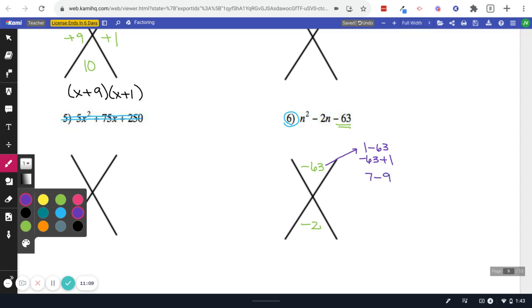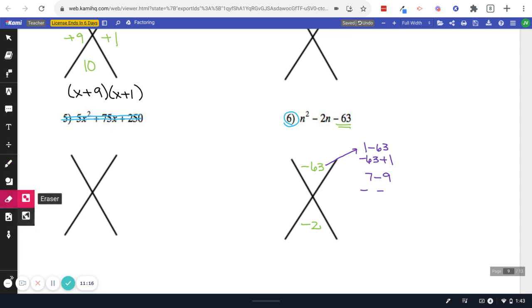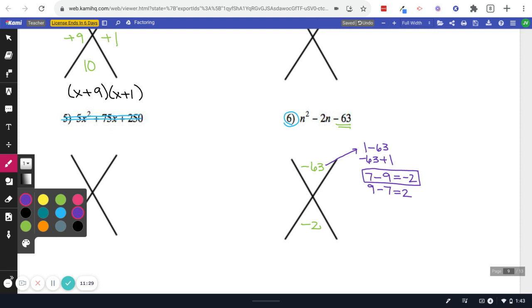We could do 7 and 9, where the 9's negative. Oh, that's the exact same thing. Let's try that again. We could do 9 and 7 where the 7's negative. We want negative 2. That happens right here. The other one is a positive, right? So the sides here are going to be negative 9, positive 7. And our parentheses are going to be x minus 9, x plus 7.